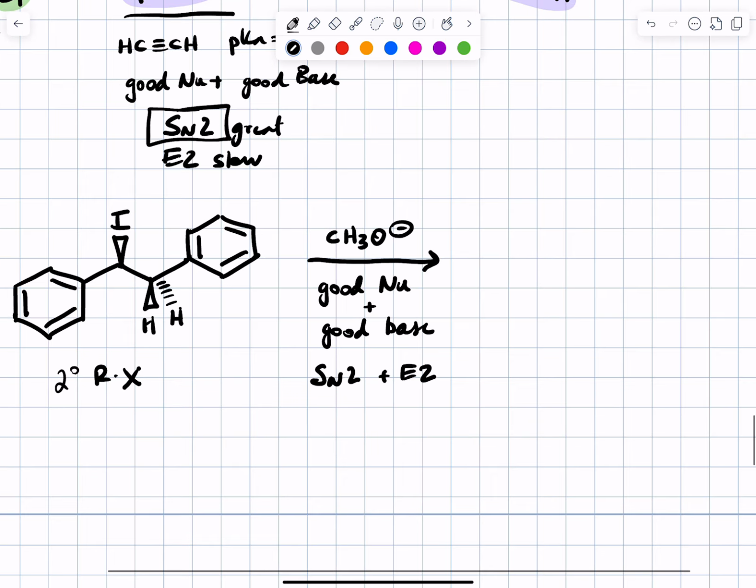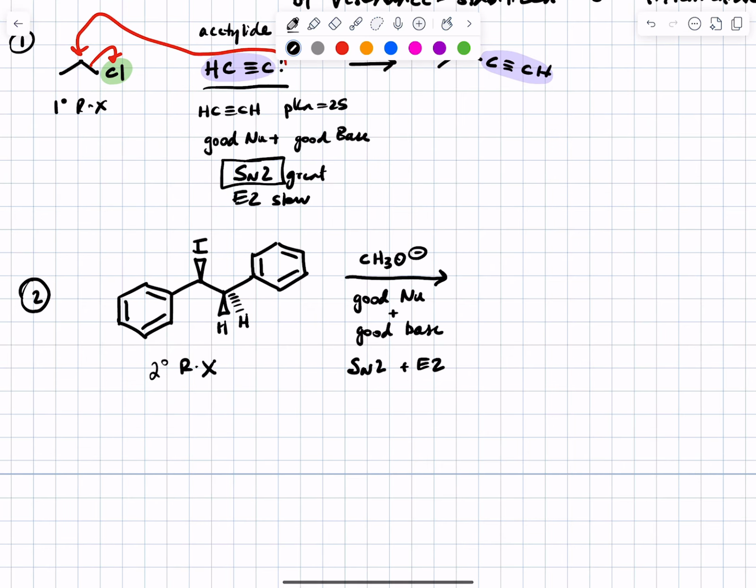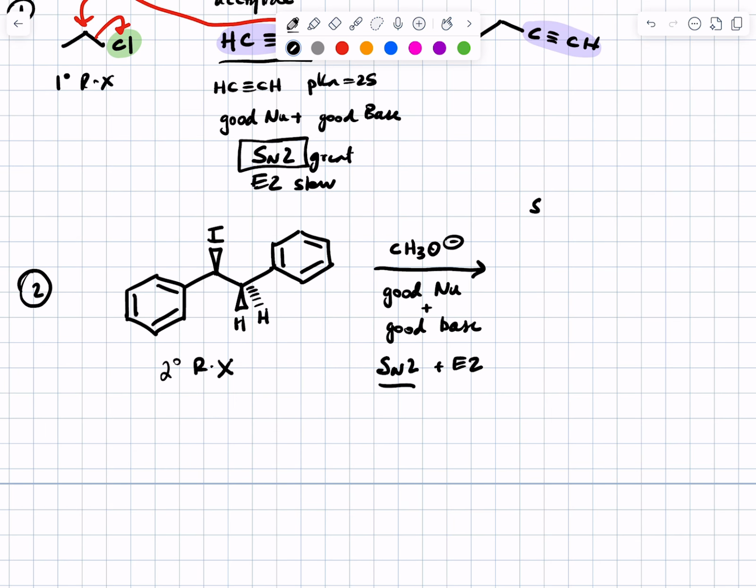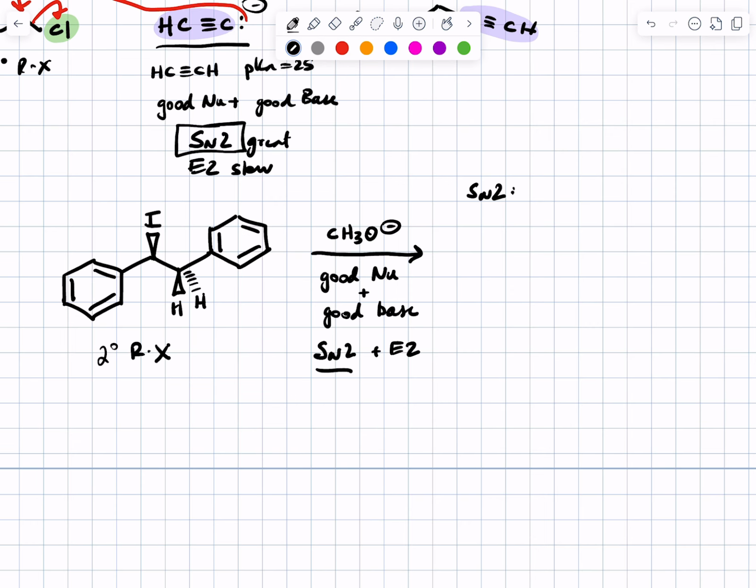So all you will do in this case is you'll draw the SN2 product and the E2 product or products, depending on the situation. So let's deal with SN2 first. SN2 is going to proceed via backside attack with inversion of configuration. So the SN2 product should have the nucleophile in place of the leaving group, which was I minus, and it should have inverted configuration. So this is the SN2 product, right?